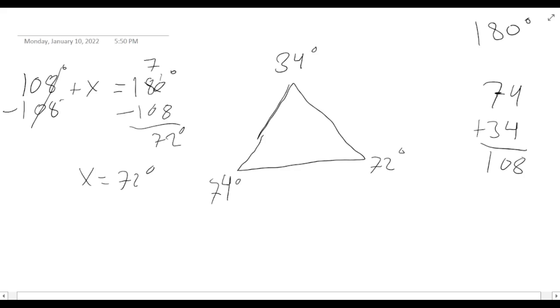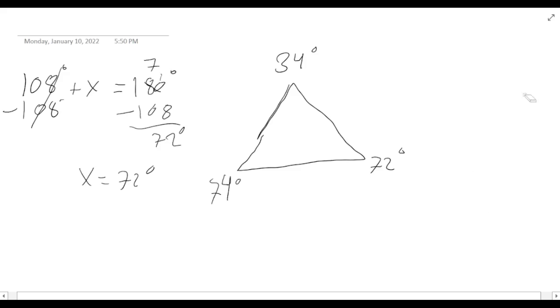And if we want to check our work, we can always just add it. So let's do that real quickly right now. Right, so we have all our angles, 74, 34, 72. So 4 plus 4 is 8, plus 2 is 10. So we put a 0 here, carry the 1. 1 plus 7 is 8. 8 plus 3 is 11. And 11 plus 7 is 18. For a grand total of 180. Let's try one more example.